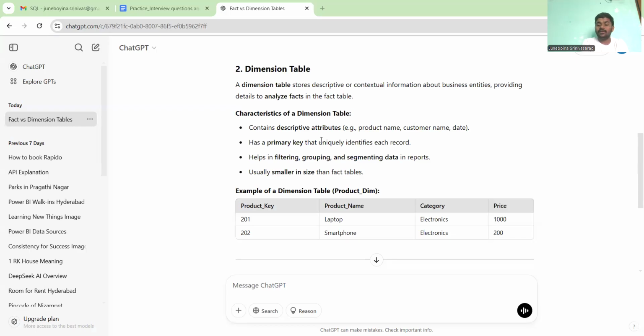Characteristics of a dimension table. Dimension table contains descriptive attributes. The attributes are product name, customer name, date. Dimension table has a primary key that uniquely identifies each record. So primary key is unique for each record. We don't use one primary key more than one time. Foreign keys allow duplicate records.